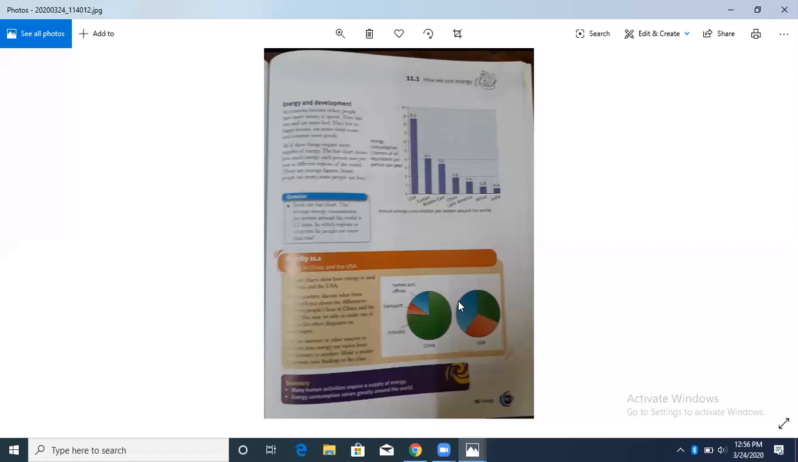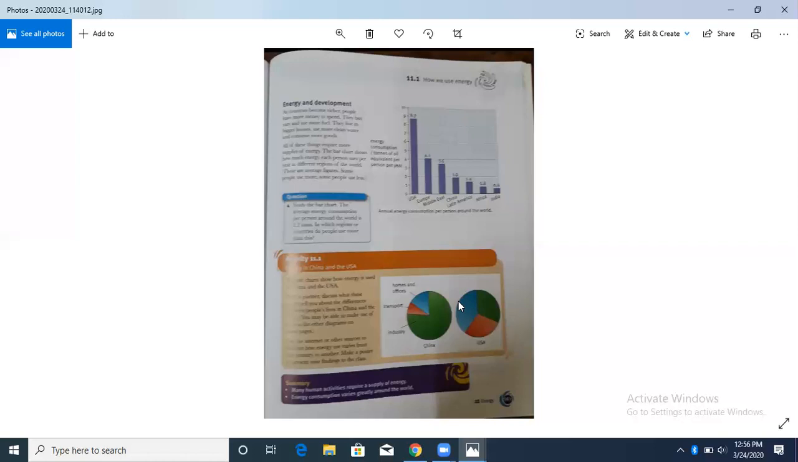You can see the x-axis, they have taken the countries, different countries. They have taken seven regions: USA, Europe, Middle East, China, Latin America, Africa, and India. And the y-axis, listen to the y-axis. The energy consumption of each person, not each house, each person. How do they calculate the energy consumption? Per tons of oil equivalent.